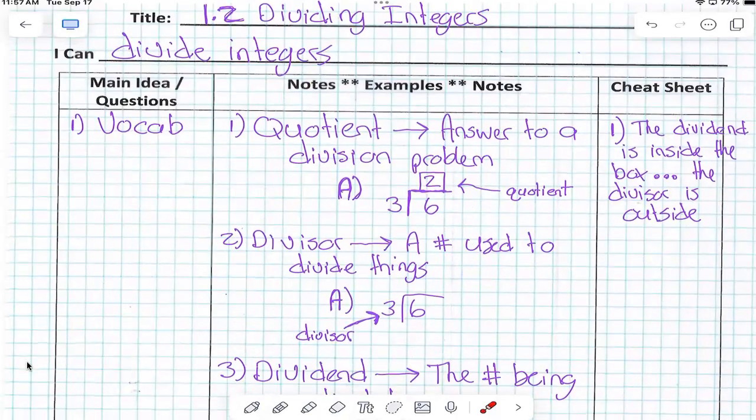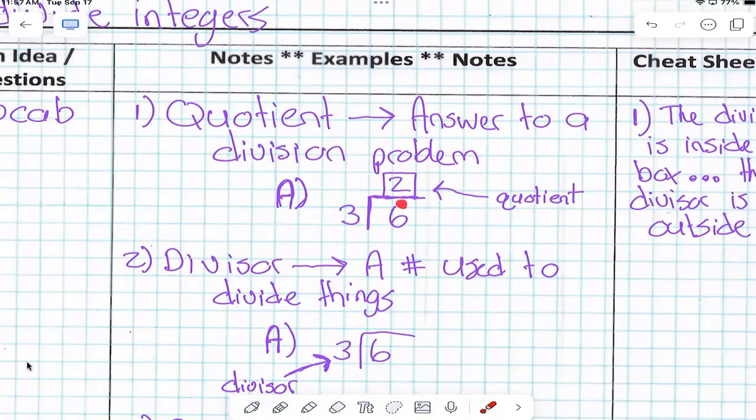Okay, class. Quotient. Is this our quotient right here? No, that's not our quotient. Is this our quotient? No. The quotient is the answer to a division problem. Does this look like where we put the answer to a division problem? Yes. I need you to pay attention to what I'm doing here.